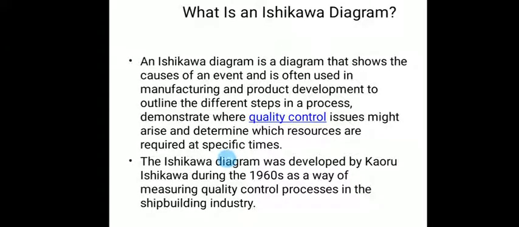An Ishikawa diagram is a diagram that shows the causes of an event, and is often used in manufacturing and product development to outline the different steps in a process, demonstrate where quality control issues might arise, and determine which resources are required at specific times. The Ishikawa diagram was developed by Kaoru Ishikawa during the 1960s as a way of measuring quality control processes in the shipbuilding industry.